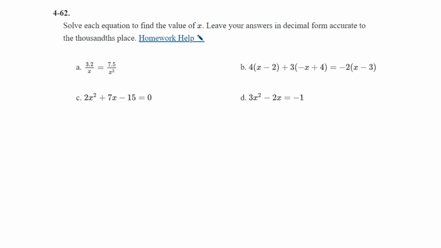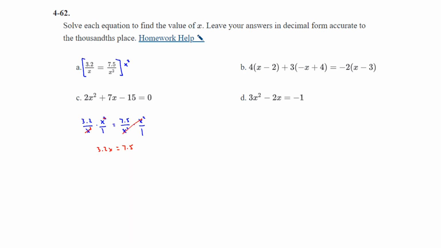All right, let's go ahead and solve part A. We have 3.2 over x is equal to 7.5 over x squared. So we can multiply both sides by x squared. So I'm going to go down here and kind of show you how that looks. That'd be 3.2 over x times x squared over 1 is equal to 7.5 over x squared, and then once again times that by x squared. So on the right side, the x squareds are just going to cancel and leave you with 7.5. On the left side, though, you have x squared over x. So one of the x's will cancel, but you'll still be left with an x.